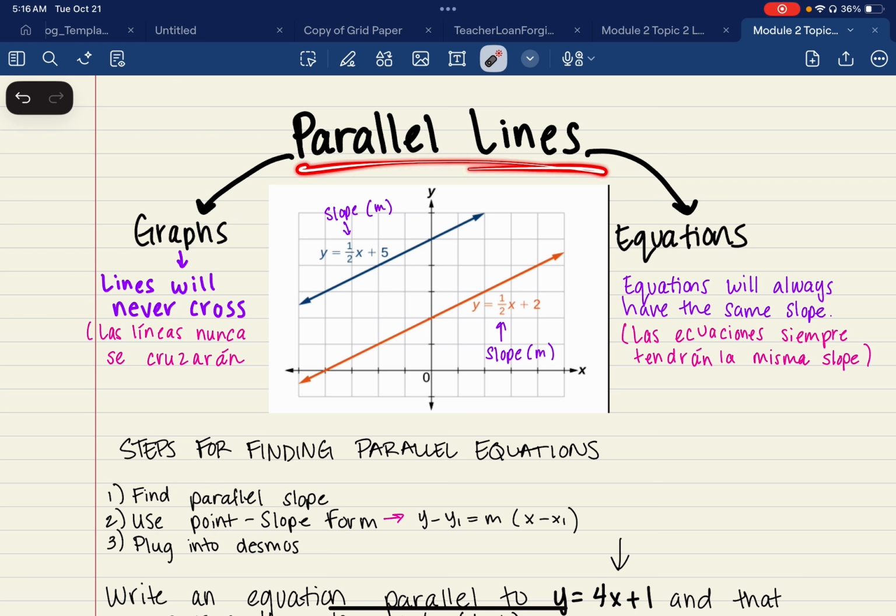What are we talking about? Parallel lines. What about parallel lines? Well, for their graphs, these lines here, the lines will never cross. Okay, so these lines are parallel, which means they'll never touch each other. What about their equations? Equations will always have the same slope. Here's my slope here, here's my slope here. What do we know about it? It's 1/2 and 1/2. So two lines that are parallel will always have the same slope and never cross.